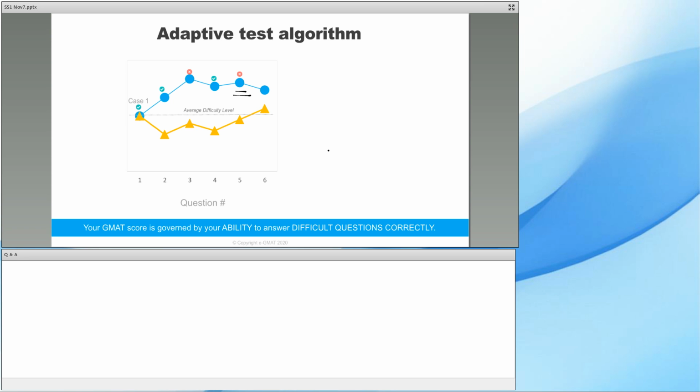Now, student 2, or case 2. Let's assume we're ending the test at question number 5. Let's see how student 2 does. Student 2 gets the first question, again of median difficulty level, and gets that wrong. Consequently, gets the second question, which is easier, and gets that right. Gets the third question, which is slightly more difficult, and gets that wrong as well. Gets the fourth question, which is consequently easier, and gets that right. Gets the fifth question right as well.